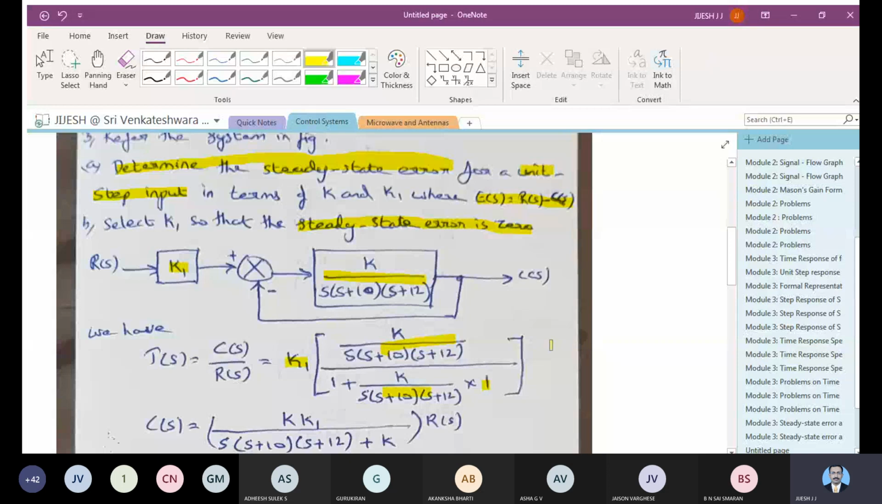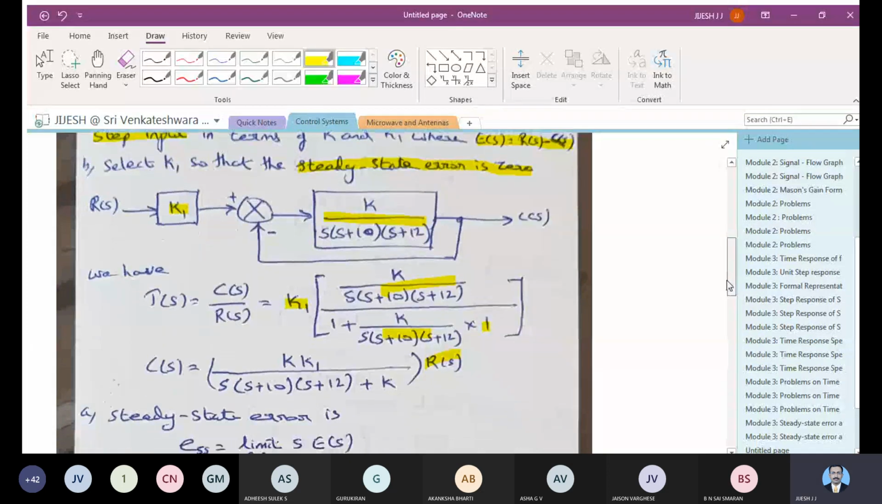What we are asked to find out is the steady state error in terms of K1 itself. We are not bothered about the values of K1 and all those things. So we will just substitute for R of S as well. Here it is given as a unit step input, so we will do that and find out.